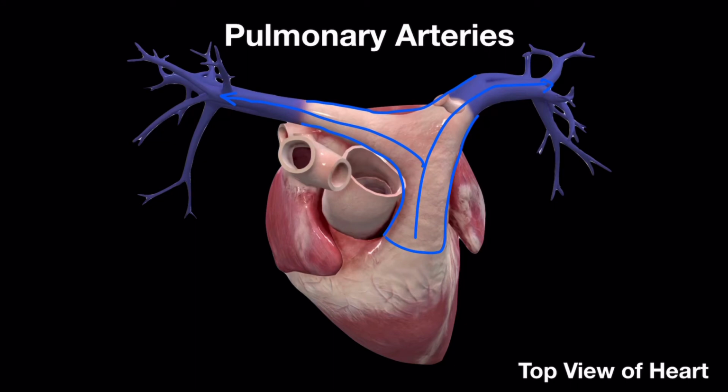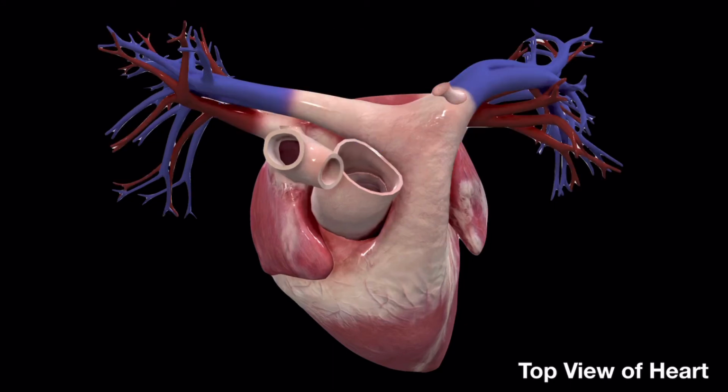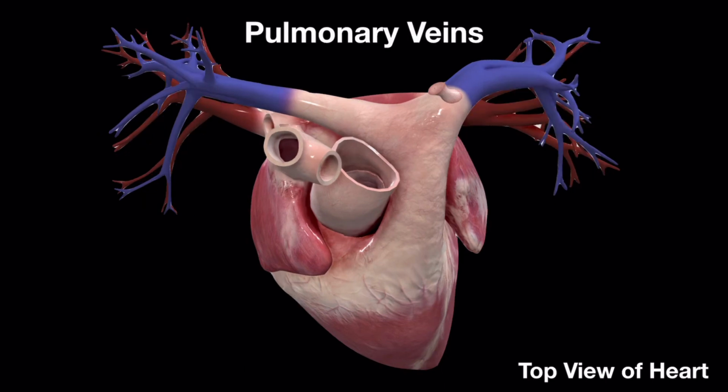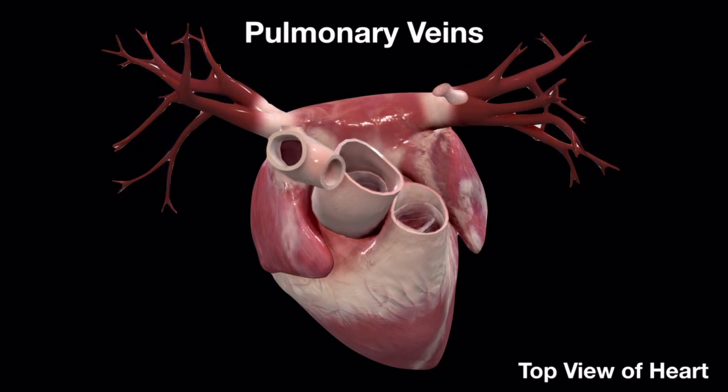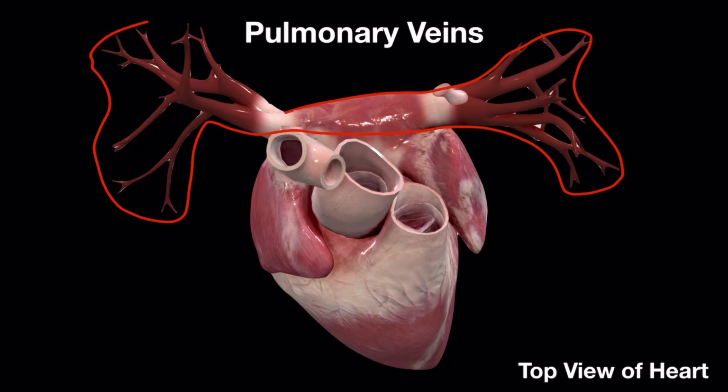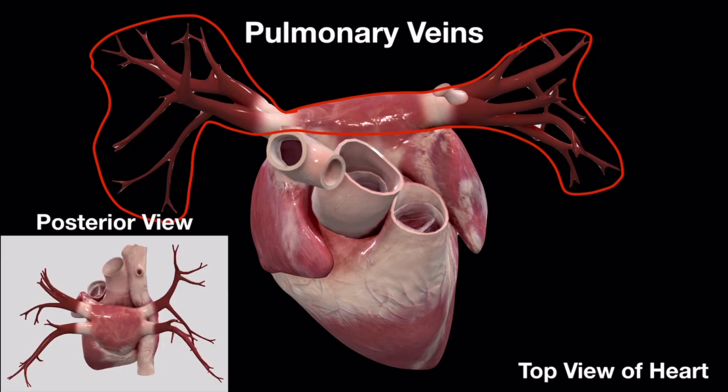So the pulmonary arteries are going into the lungs, and then we have our pulmonary veins, which are represented in red here, that are bringing us oxygenated blood back to the heart. These pulmonary veins are the only veins in our body that carry oxygenated blood. So these pulmonary veins, again, we're looking at the top of the heart, are bringing oxygenated blood back to the heart.